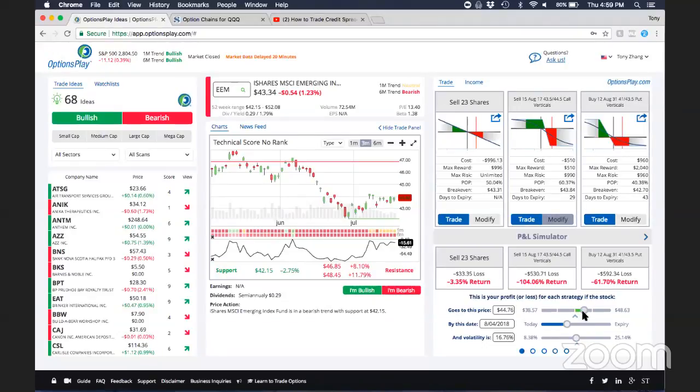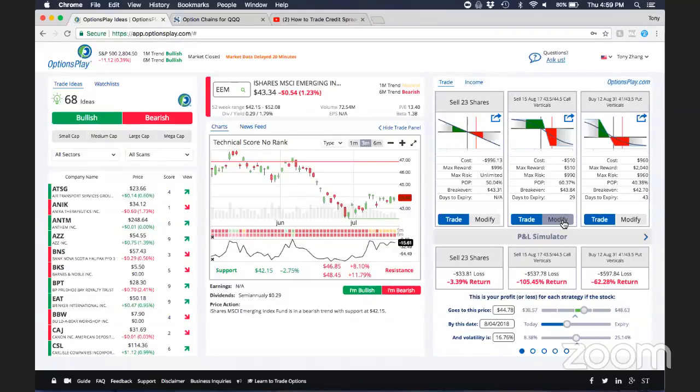So this tool not only allows you to see where you would expect to take profit, or how much profit you would make depending on if the stock goes lower or stays where it is, but also gives you an idea of how far the stock needs to move before you have to cut your losses. And like I said, you usually want to cut your losses anywhere between 75 to 100% of the credit that you received if you're taking in a third of the width.